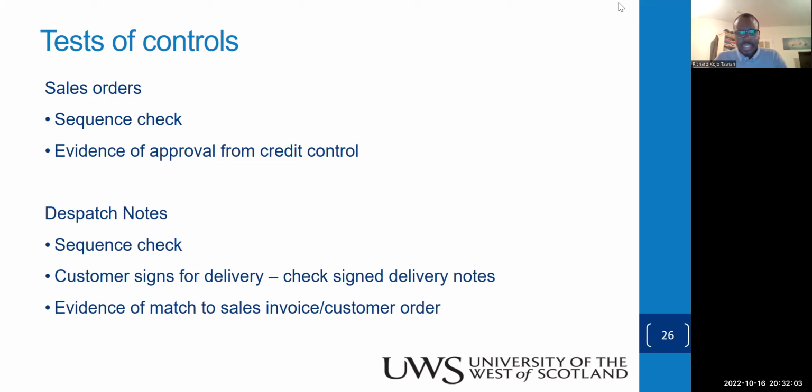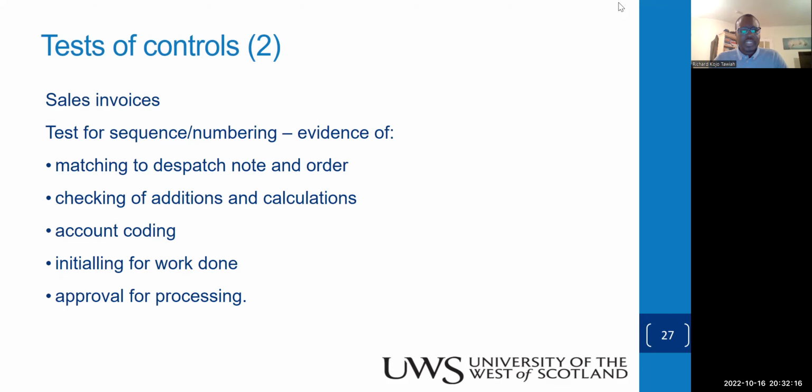Check the sequence. Are they sequentially pre-numbered? Does the customer sign off when he receives the items? Is there any evidence of matching the sales invoice to the customer order? Three-way match. Is there any evidence? For the sales invoices which have been raised, test again that they are sequentially pre-numbered. Match the dispatch note from us to the sales order from the customer. Check additions and calculations. Have we coded it correctly in our chart of accounts? And has somebody initialed for work done and any approval for processing these sales?